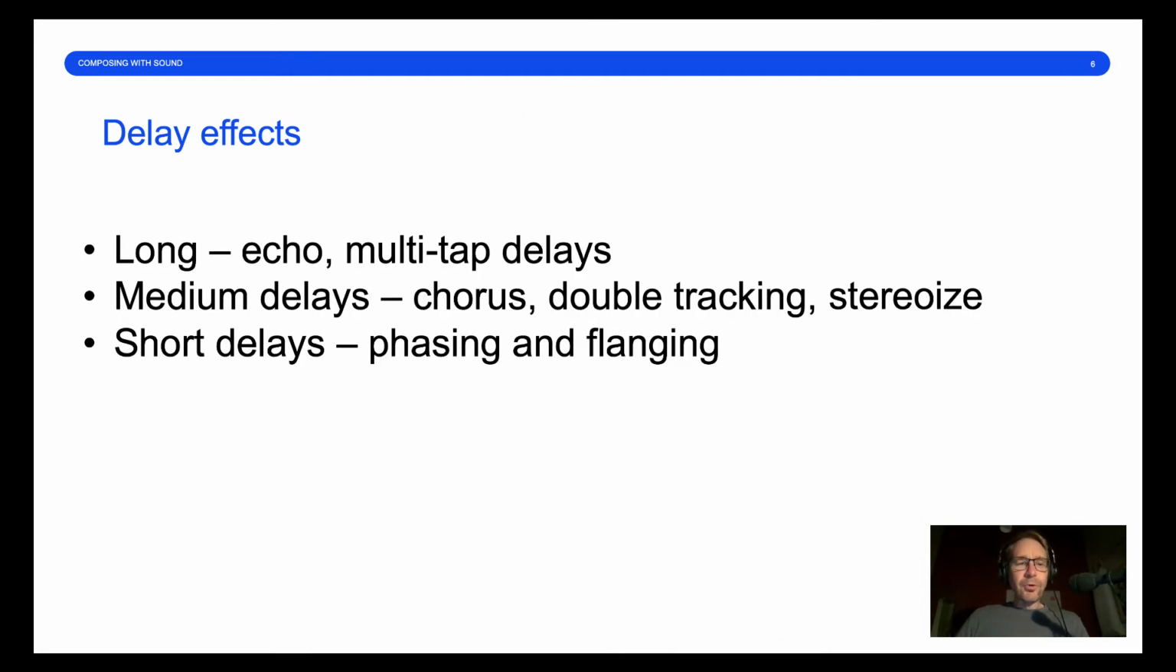So, as I mentioned before, delay effects can be divided into three classes of effects. Long effects, which include simple echo effects and multi-tap delays. The Davidson piece that we heard is a simple echo effect with a limited amount of feedback. Medium delays include chorus effects, double tracking, stereoizing effects, and similar sorts of effects. And short delays include phasing and flanging. So we want to learn a little bit about these effects.